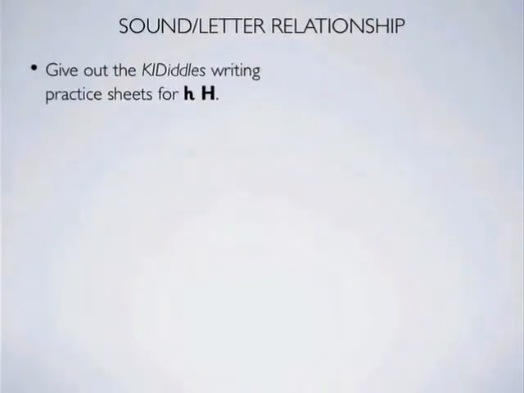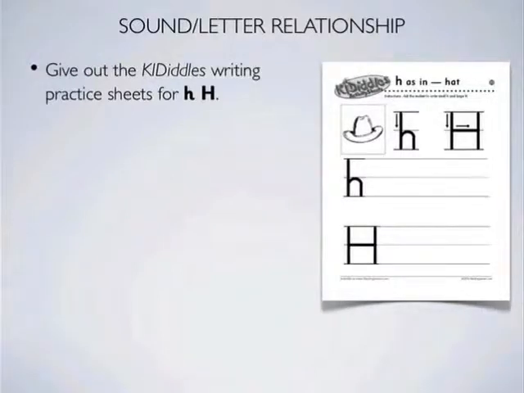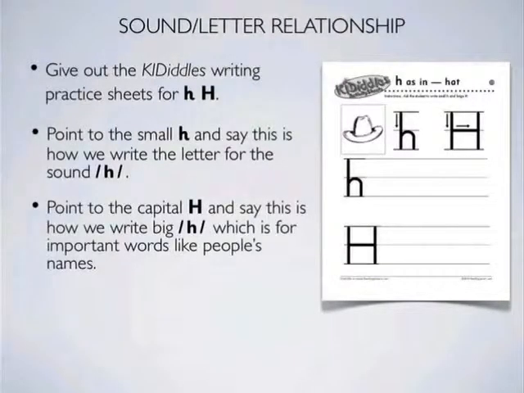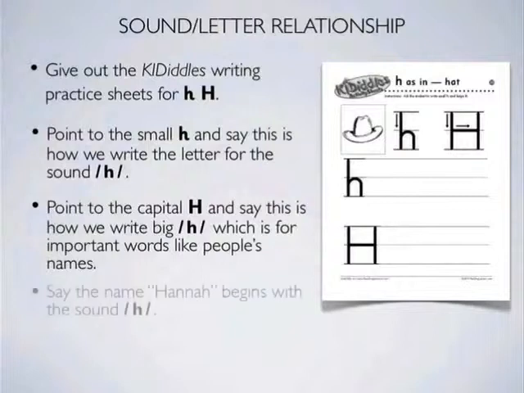Give out the Cadiddles writing practice sheets for little h and big H. Point to the small h and say, this is how we write the letter for the sound h. Point to the capital H and say, this is how we write big H, which is for important words like people's names. Say the name Hannah begins with the sound h.